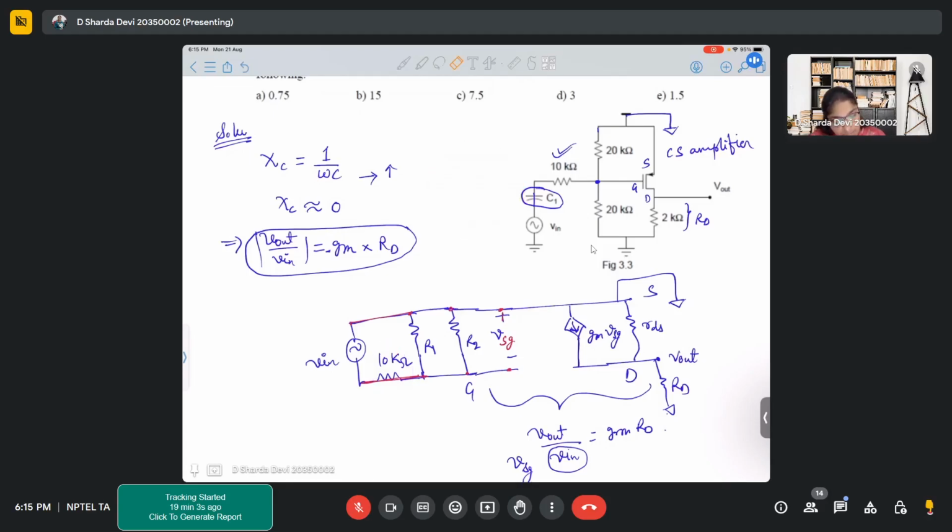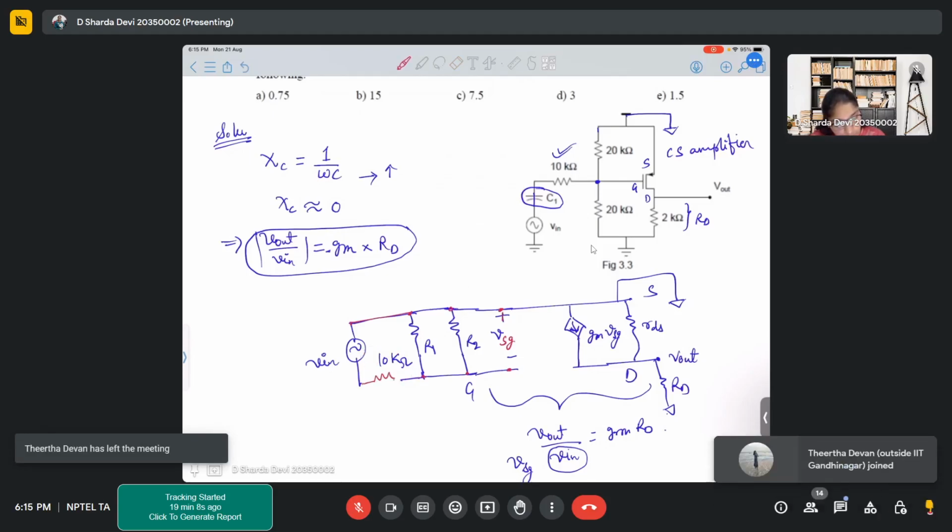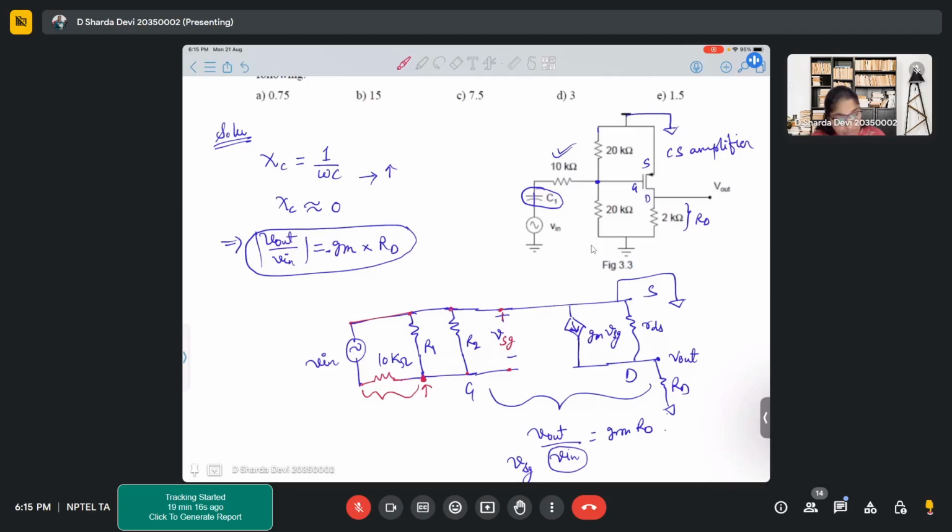Now what happens because of this extra 10 kilo ohm resistor? There will be a drop across this 10 kilo ohms resistor. After the drop, whatever voltage you see over here will be in parallel with all your resistors R1, R2 as well as your VSG, right? So the voltage now coming at this particular point will be your VSG, which is definitely not your Vin. Is this clear?